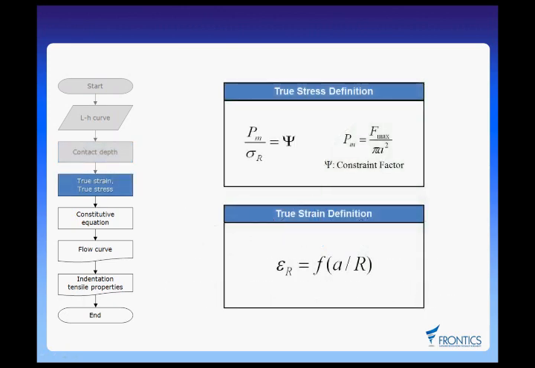At step 1, the accepted expression of representative stress looks to the plastic constraint factor and contact pressure. Tabor verified that the constraint factor is 3 for a metallic material. Representative strain can be defined as a geometrical condition comprised of indenter radius r, contact radius a, and constant parameter alpha. Then, using the load depth curve obtained from step 0, the stress strain points are located.